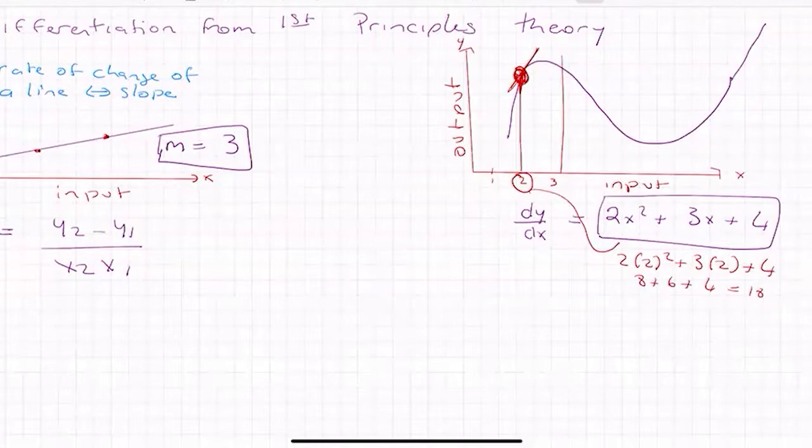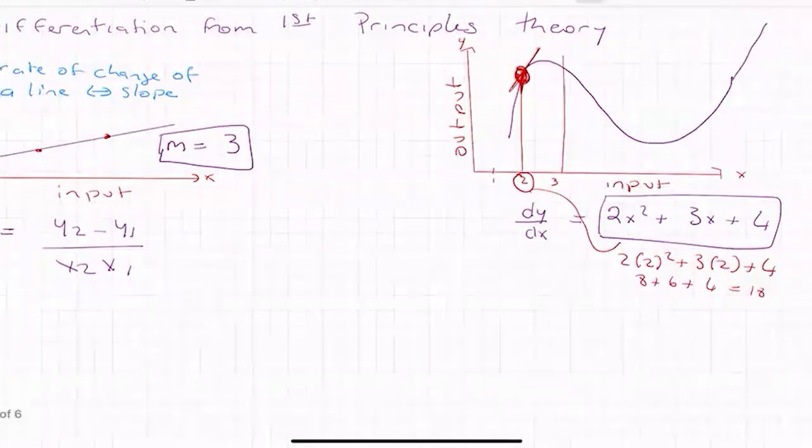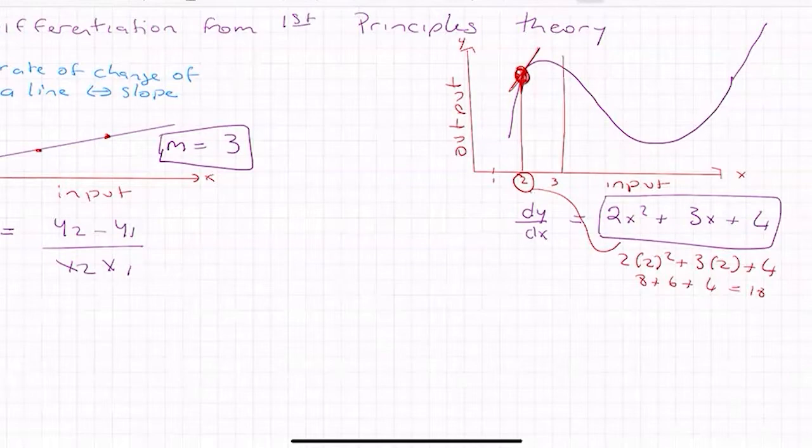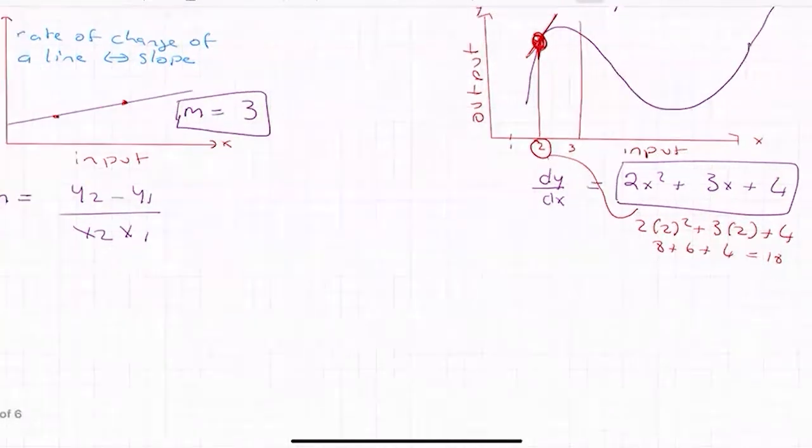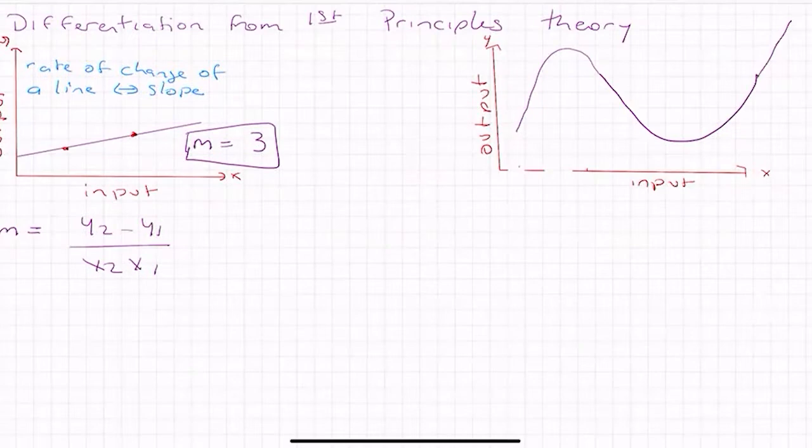Okay, so when you get dy dx, you get a formula which describes the slope of that curve anywhere along. And then when you need slope at a specific point, you sub in that x value and it will give you slope at that point. Okay, so that's the whole branch of maths that is calculus.